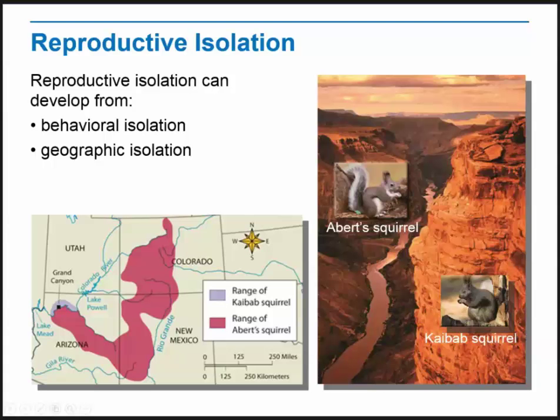Natural selection and genetic drift worked separately on each group and led to the formation of a distinctive subspecies, the Kaibab squirrel. The Abert's and Kaibab squirrels are very similar, indicating that they are closely related. However, the Kaibab squirrel differs from the Abert's squirrel in significant ways, such as fur coloring. What geographic barrier separates the two populations of squirrels? The Grand Canyon.